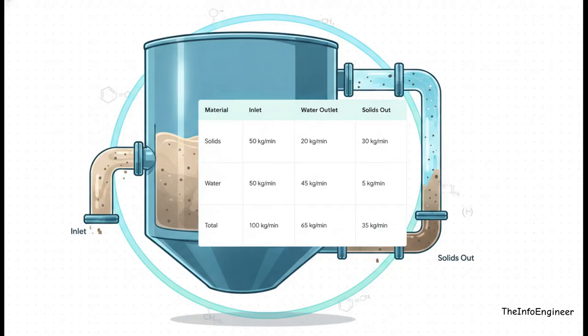Let's see this in action. Imagine applying this to a clarifier. We draw our dashed system boundary around the clarifier and we deploy our basis hack.